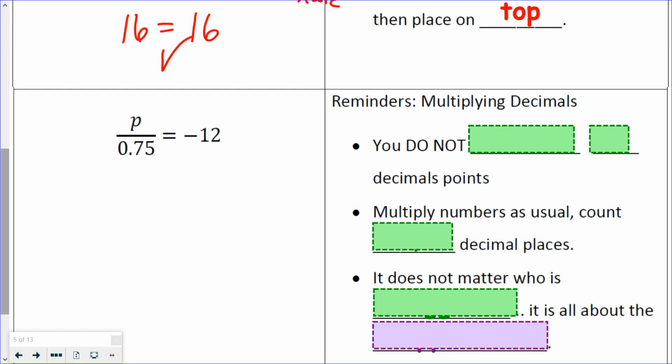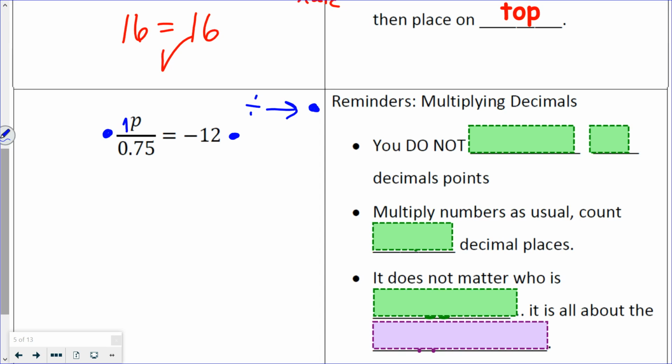All right, so I see that it's division. This fraction bar tells me it's division. And we undo division with multiplication because they are opposite operations, which is better known as our inverse operation. Then remember, whatever you do to the one side to get P isolated and all by its lonesome, you got to do to the other.